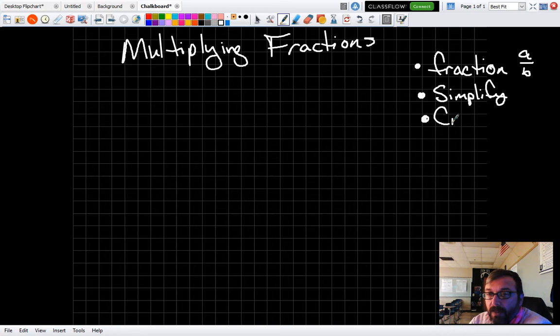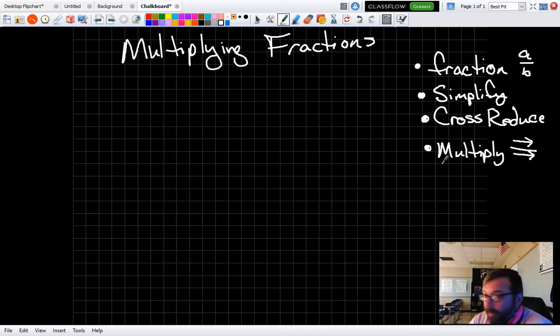The third thing I need to worry about is, can I cross-reduce anything? Again, the smaller I make my numbers, the easier it's going to be on me. Finally, I'm going to multiply. And now when I multiply fractions, I'm going to multiply straight across the top and straight across the bottom. And then my final step, as always with fractions, will always be to simplify once more. Because remember, although there may be 4 different ways to represent a fraction, you're only going to get one that's going to be the correct form on the test. So you have to know how to get to that simplified reduced fraction.